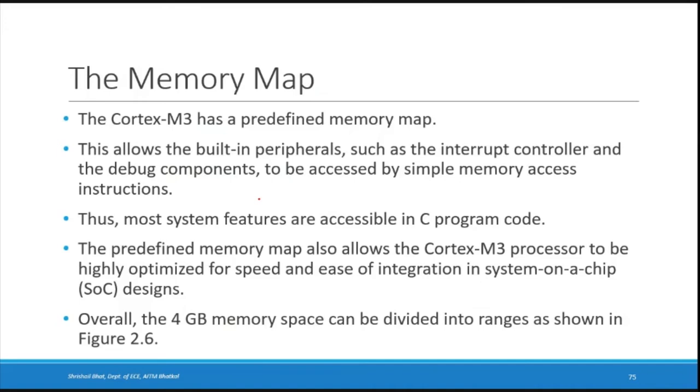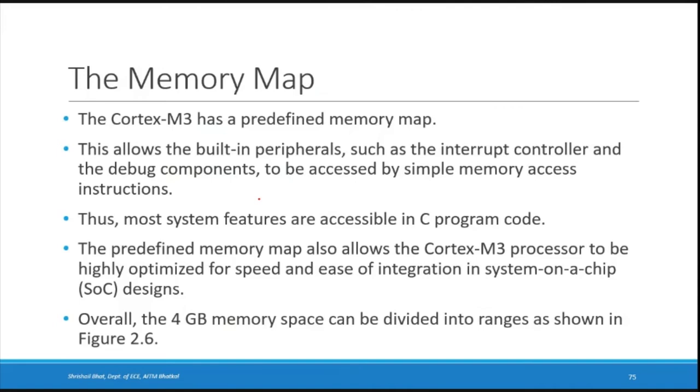Then you have one more thing in the architecture that we have to understand in Cortex M3, which is that the Cortex M3 has a predefined memory map. Predefined memory map means, see, it is a 32-bit processor or controller, right? When it is 32-bit, it can address up to 2 raised to 32 bytes of memory. What is 2 raised to 32? It is 4 GB. It is 4 gigabytes.